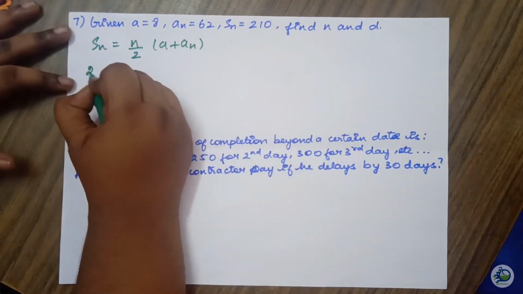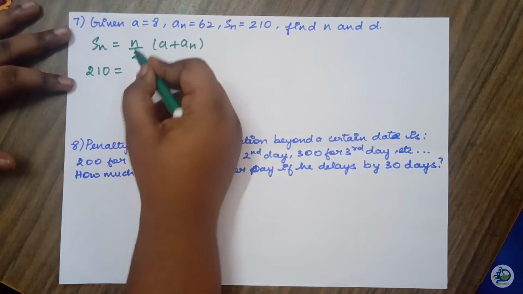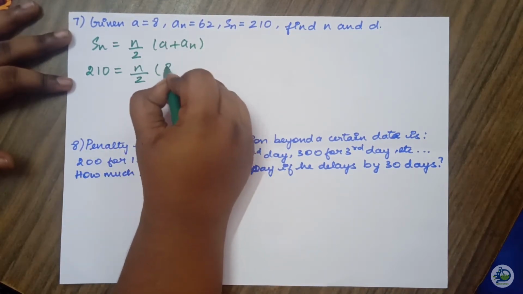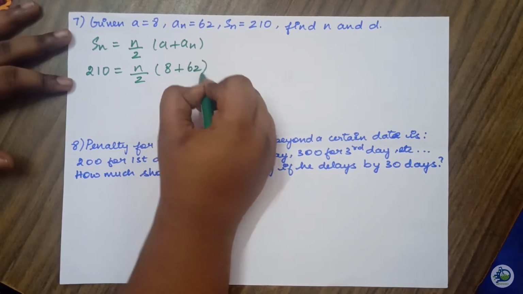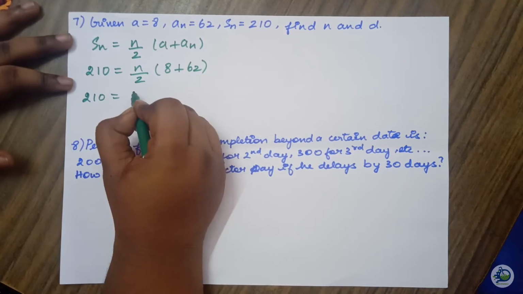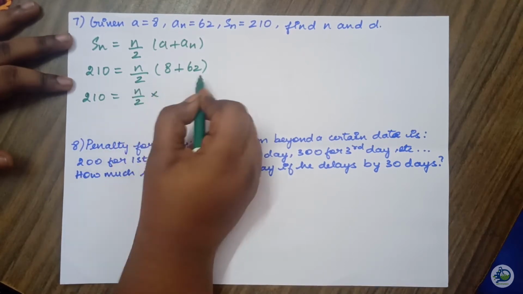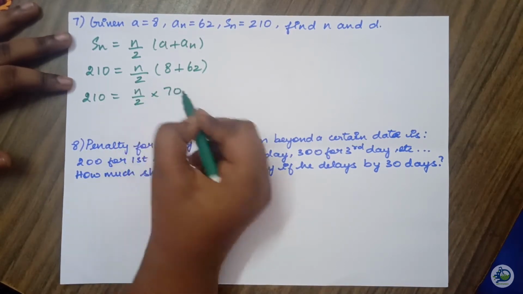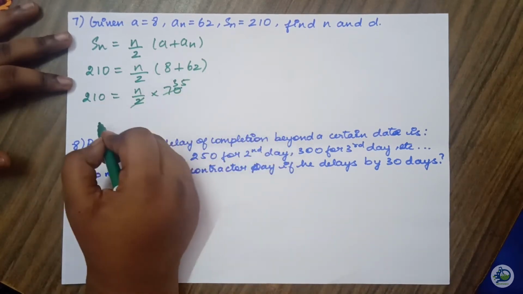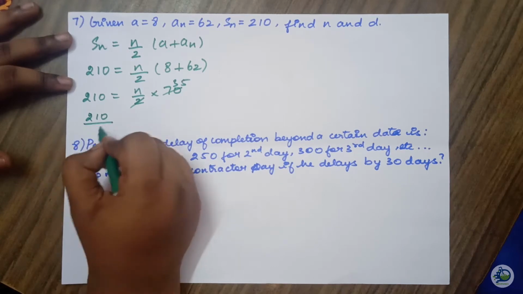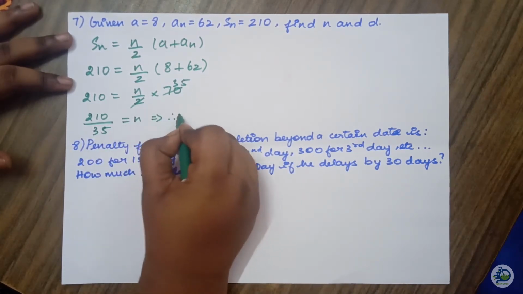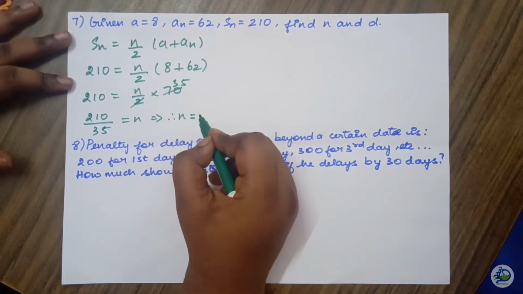Here we are given SN as 210. N is what we have to find. A is 8 plus AN is 62. So here 210 is equal to N by 2 into 8 plus 62, which is nothing but 70. So when I cancel, I am getting 35. So when I bring 35 this side, it is 210 divided by 35 is N, which implies that N is equal to 6.